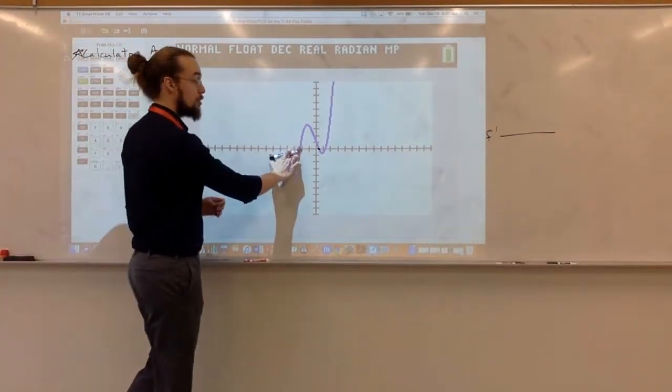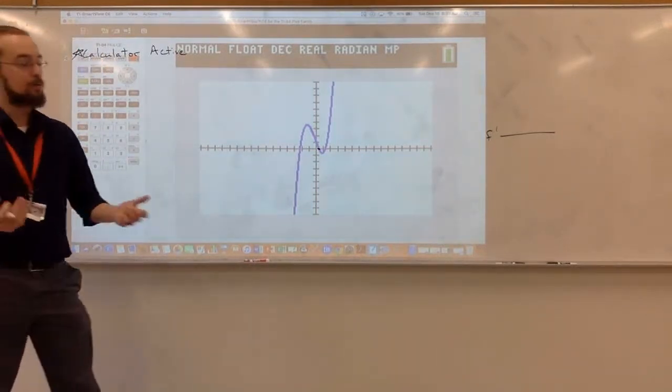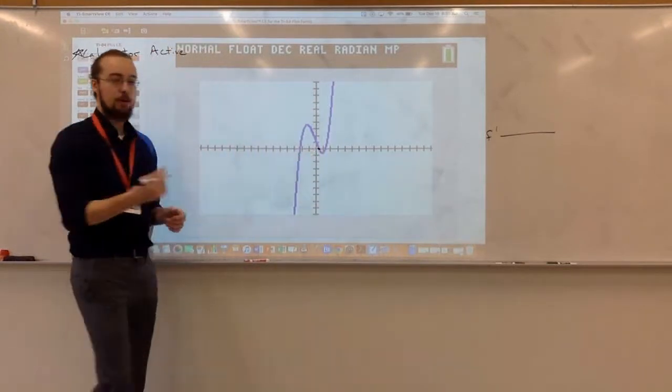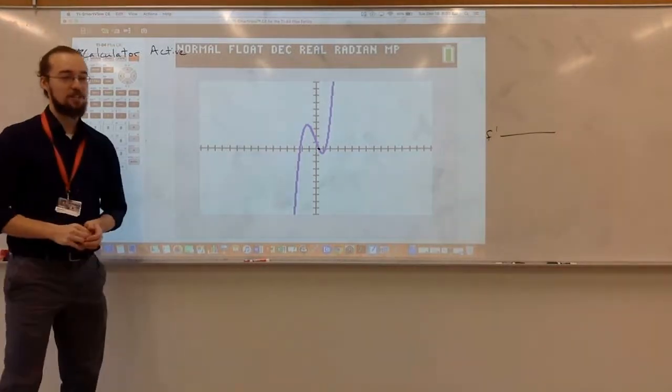Okay, this is the derivative, right? So we're just thinking about the value, not the slope. So the value changes from positive to negative right here. How do I figure out what that value is on the calculator? You zoom in. There's a more exact way than zooming in.